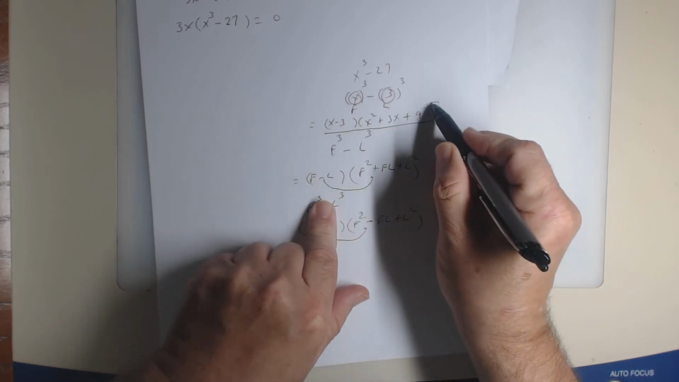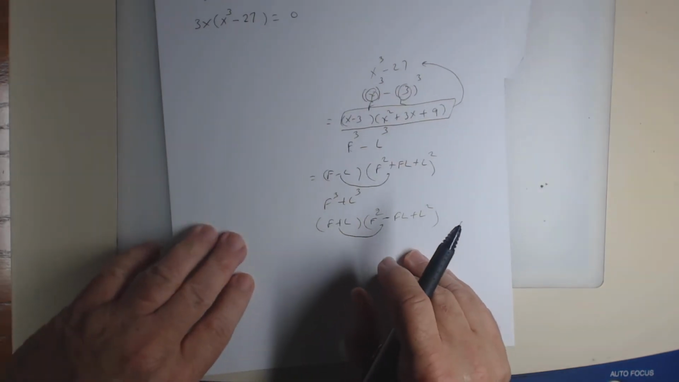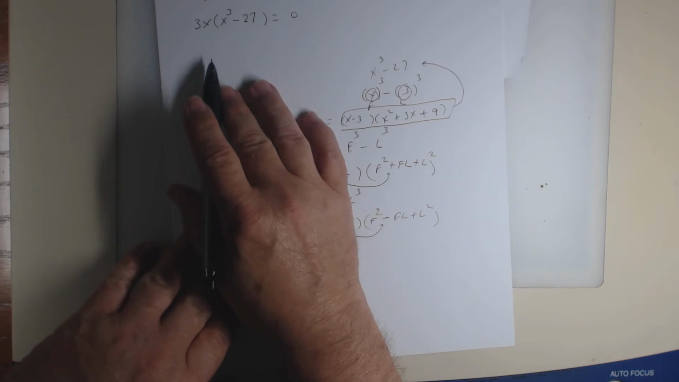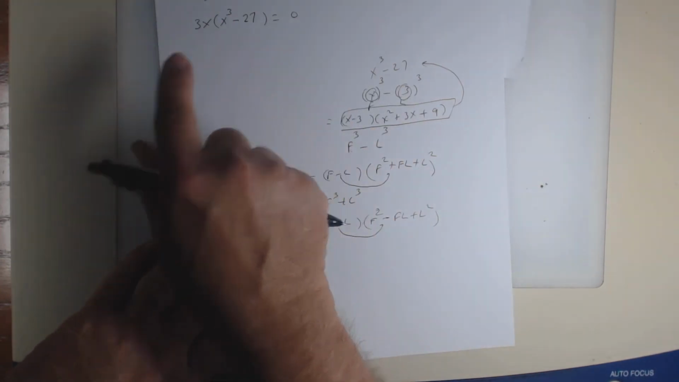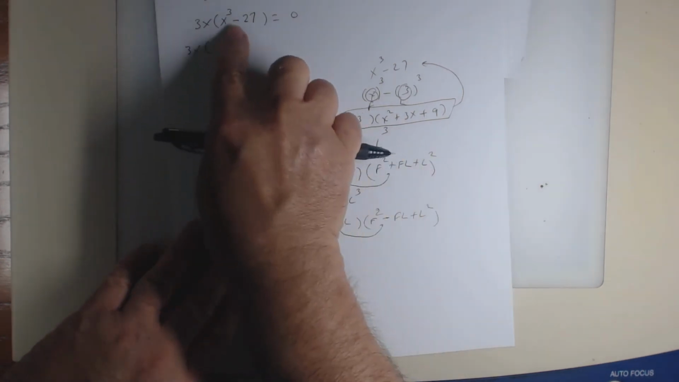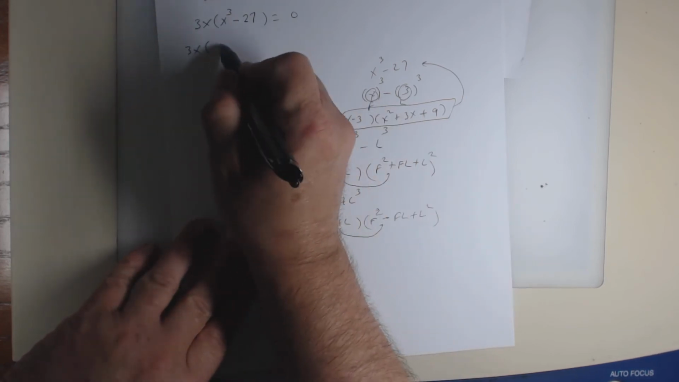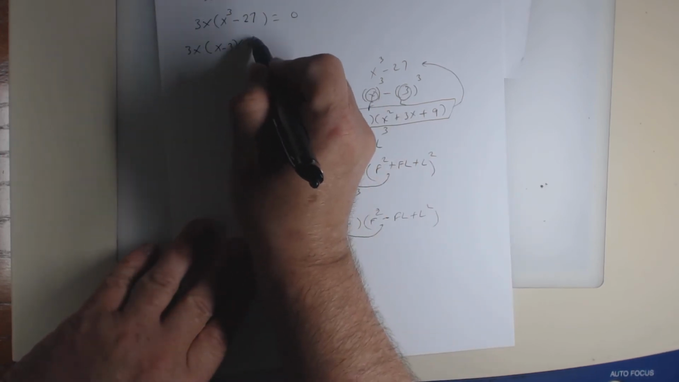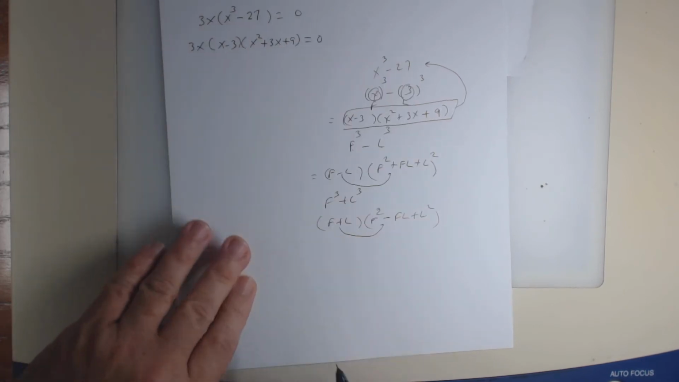And there's this right here. Yeah, that's still there. Yes. All I'm doing is just factoring this. So now I've got to go back and put all this stuff in here. So I get 3x times, and then we just factored this, so that's going to be all this, right? So that'll be x minus 3 times x squared plus 3x plus 9, and all that's equal to 0.